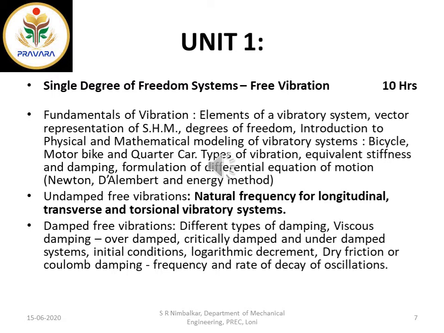So the first unit is single degree of freedom systems, for the free vibrations. Before we go for this, we'll start with the fundamentals of vibrations. What is vibration, what are its units and parameters, and how they affect the performance. Then what are the elements of a vibratory system, and how to represent SHM. You can see in the slide, that is the SHM, a simple harmonic motion. What do you mean by SHM? Then what do you mean by degree of freedom?